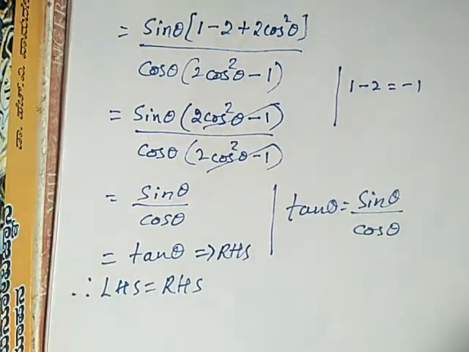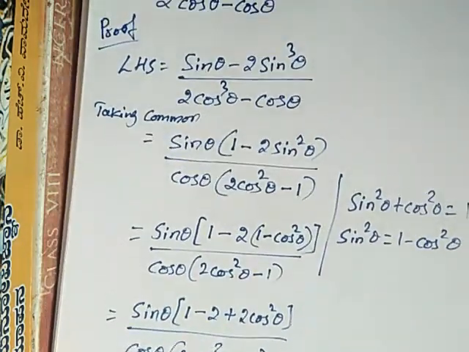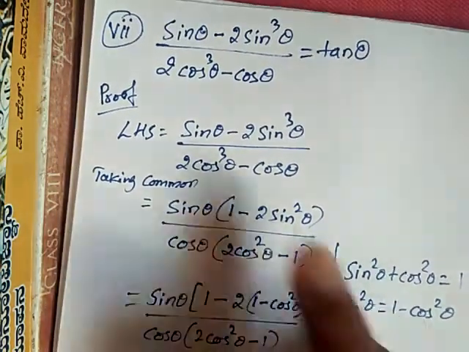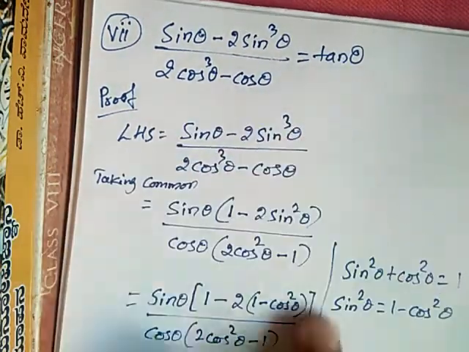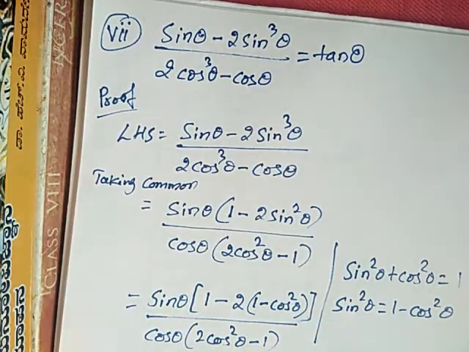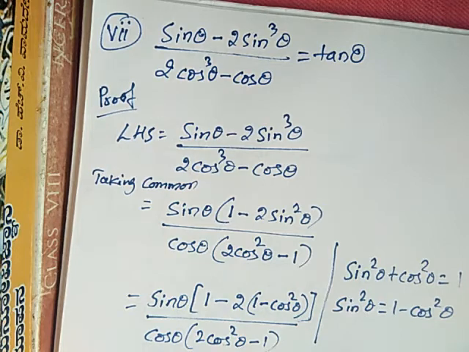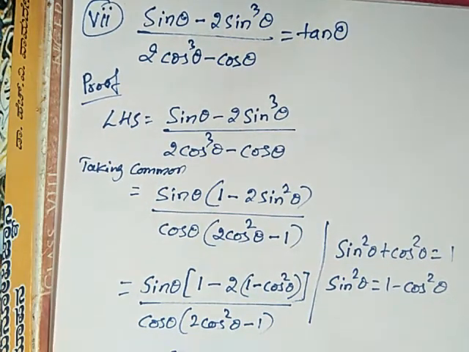So in the question you can see here, LHS is this one, RHS is tan theta. We got the answer now, just so you can go through that one. So therefore LHS is equal to RHS.